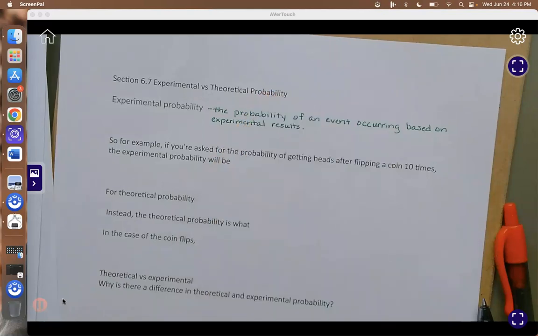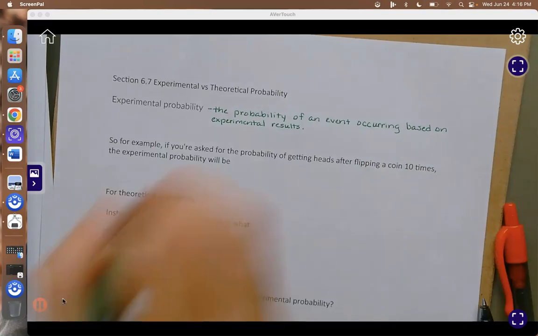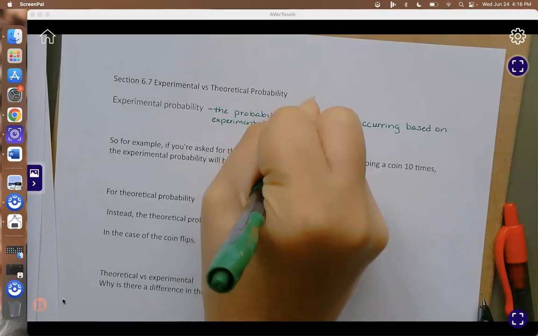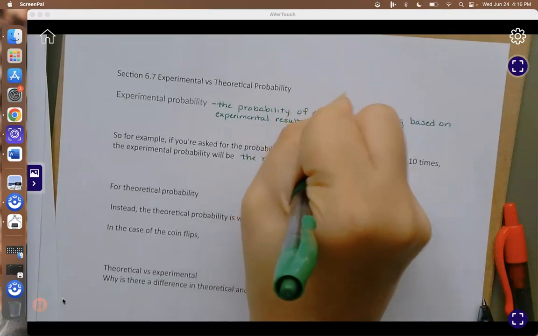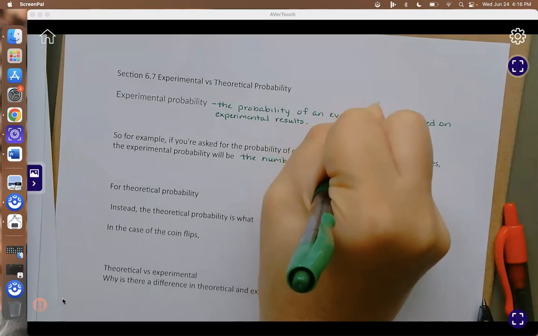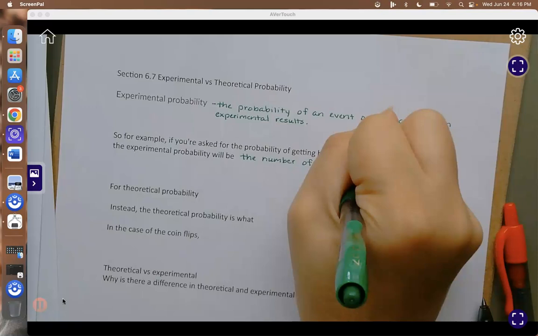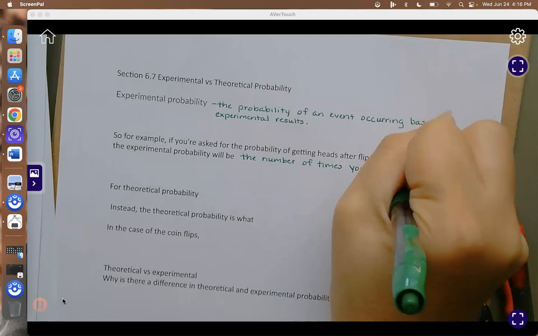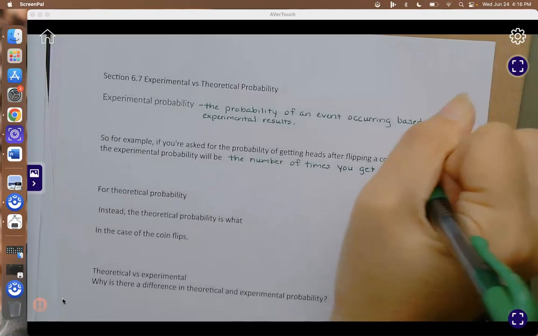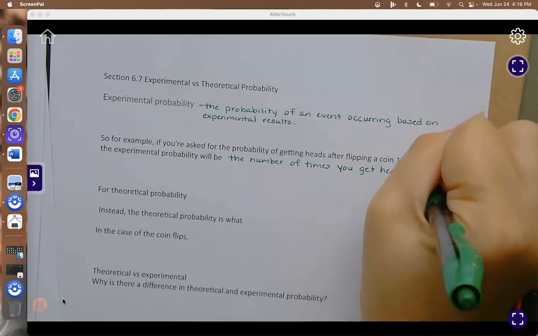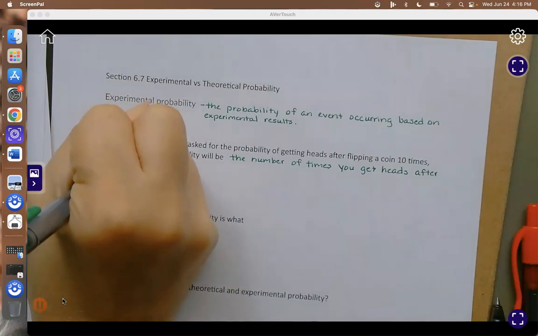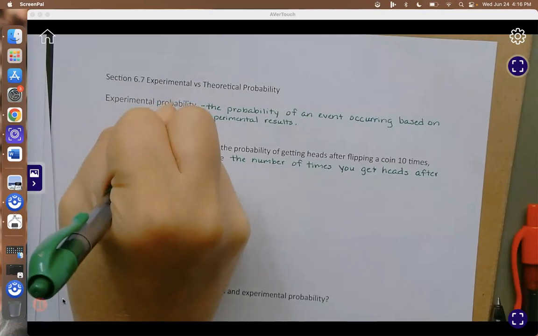So for example, if you're asked for the probability of getting heads after flipping a coin 10 times, the experimental probability will be the number of times you get heads after flipping a coin 10 times.